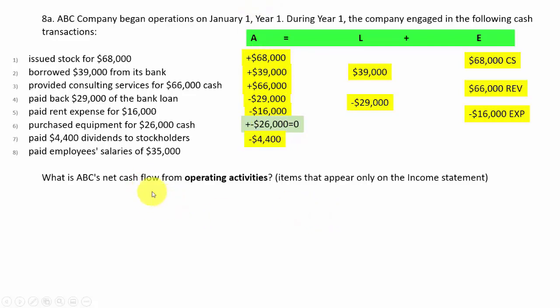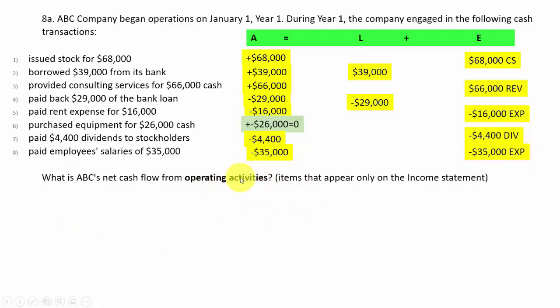Next, we paid $4,400 dividends to stockholders. So cash goes down $4,400, and equity goes down under dividends of $4,400. And then last but not least, we paid employees salaries of $35,000. So cash goes down $35,000, and equity goes down $35,000 as an expense.